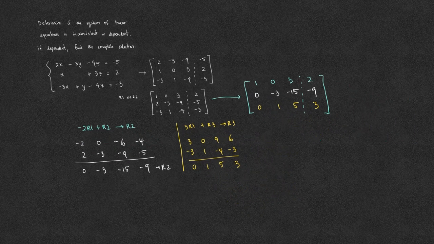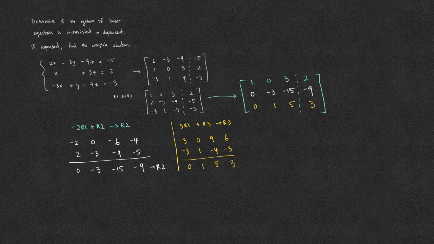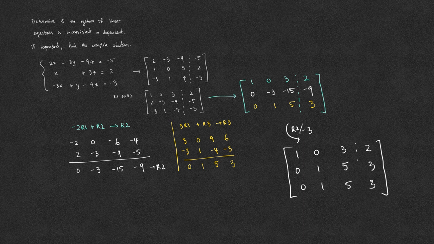Observe that if we take the second row and divide it by negative 3, or multiply by negative 1/3, we'll obtain 0, 1, negative 15 divided by negative 3 is 5, and negative 9 divided by negative 3 is positive 3. We keep the first and the third row. The first row is 1, 0, 3, 2, and the third row is 0, 1, 5, 3. Observe that we now end up with 2 identical rows.